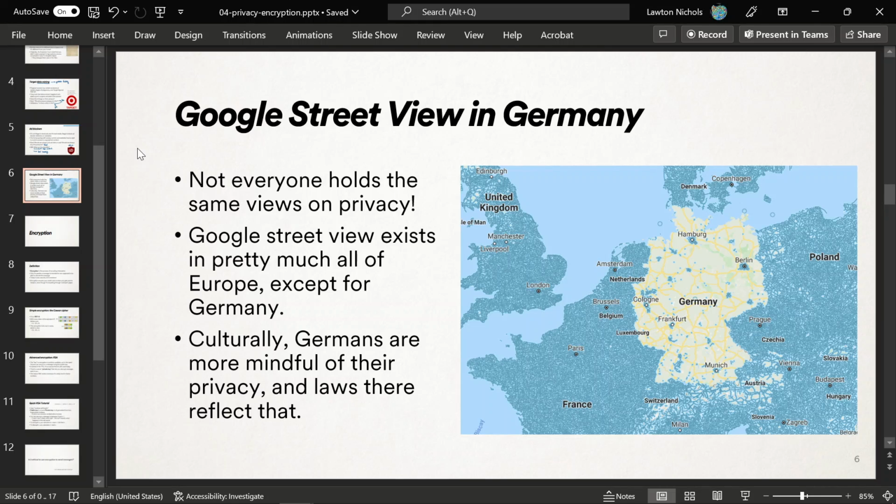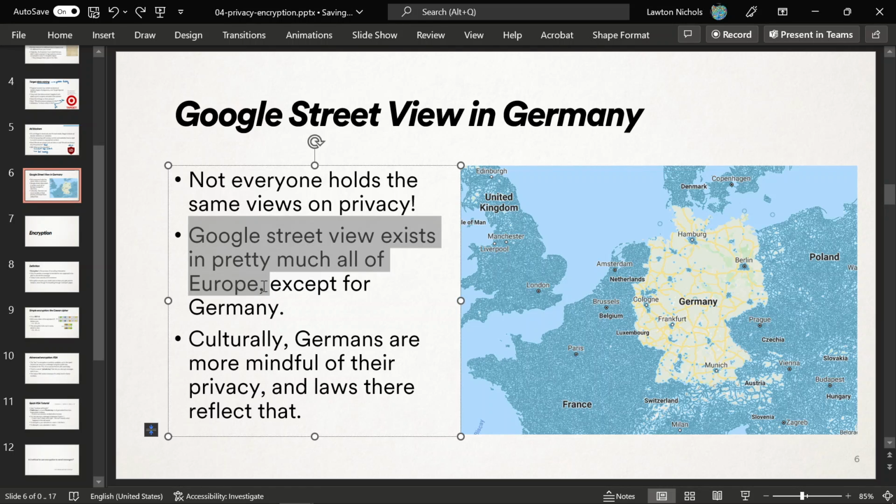This is quite interesting because I love Google Street View, right? It shows me exactly what the building's going to look like when I'm going there and I've never been there before. Like, I know where the parking is. I know what it looks like on the outside. I'm not going to miss it now. A lot of countries agree. Like, they love Street View. It's not illegal. They don't care that Google's driving a car around with a 360 camera, taking pictures of all the streets. But some countries disagree with that idea. Not everybody holds the same views on privacy. They're not all set in stone like you might think they are. Google Street View, for example, exists pretty much everywhere, especially in Europe, except for Germany.